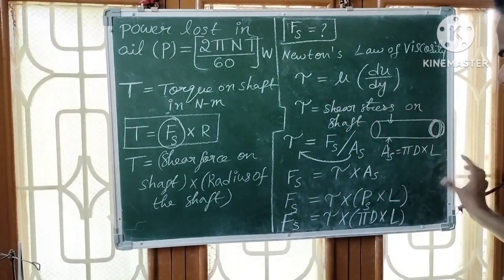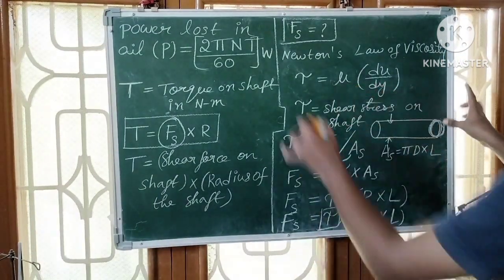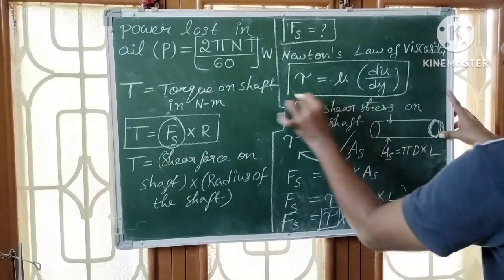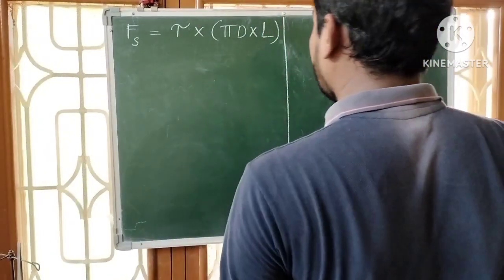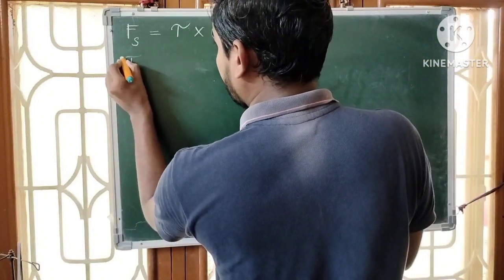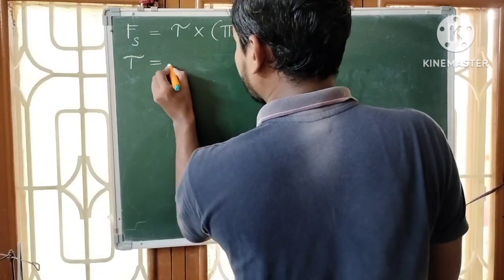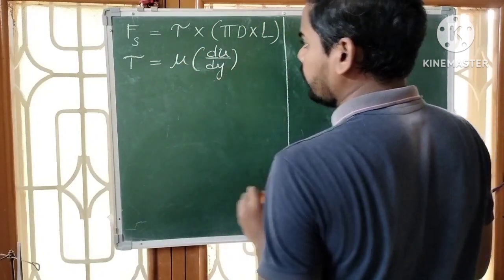Anyhow, here we first need the shear stress on the shaft. To find shear stress, we have to use Newton's law of viscosity. So the shear force on the shaft is tau into pi d L, where tau is equal to mu into du by dy.